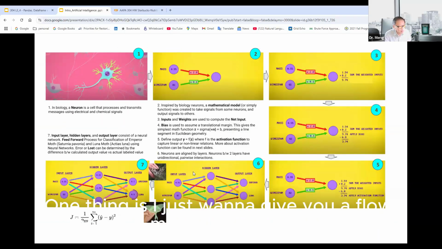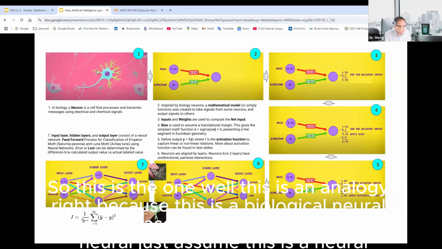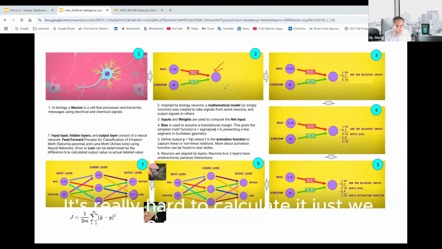One thing is, I just want to give you a flow of how machine learning happens. This is an analogy, because this is a biological neuron. But in our case, we just assume this is a neuron. Actually, it's mathematics. Even though this is mathematics, for neural networks, mathematicians do not solve a lot of problems. They can't derive it. It's really hard to calculate.